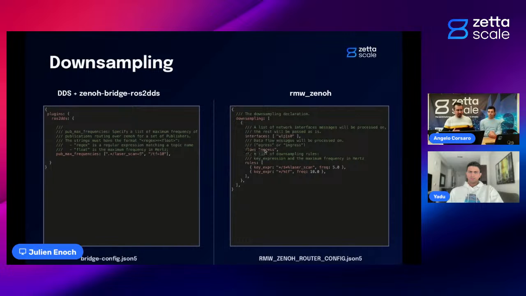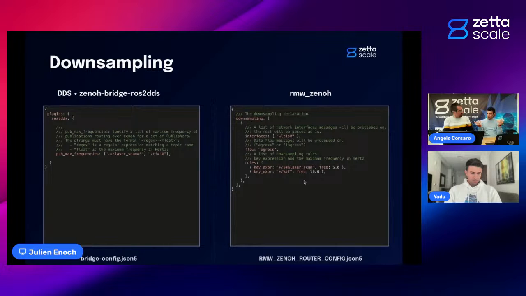You also describe the flow direction. Here we want to downsample the egress communication, possibly sometimes the ingress, but here it's really the egress. And we have rules which are similar to what we had in the bridge, with a key expression and a frequency. And I think there is an important point because we have feature parity.